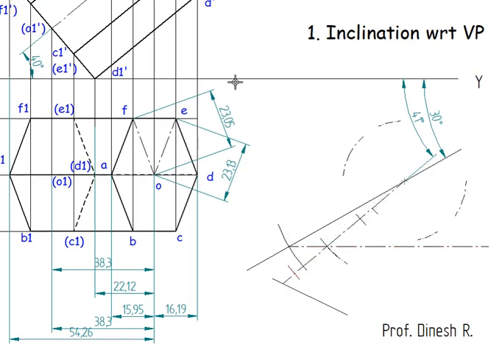Now let's finish the top face. From A to E, what is the distance? We have taken the distances from O to E, O to F, O to C, O to B and cut an arc. O to D is 16.9 here. From this point, 16.19.